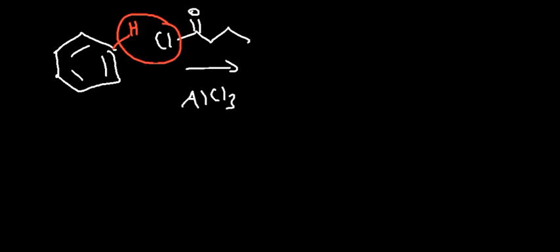Now another way you can make a ketone is by means of the Friedel-Crafts acylation reaction. Now if you recall, what's going to happen is you're going to lose HCl, and you can connect the 2 together and you get this ketone. So that's how you can make a ketone starting from benzene using the Friedel-Crafts acylation reaction.